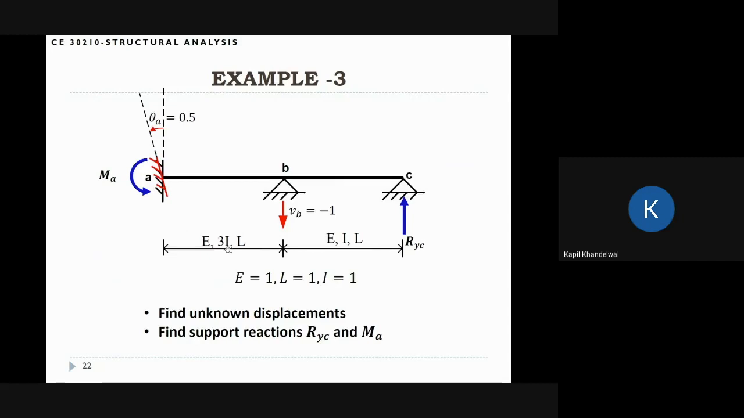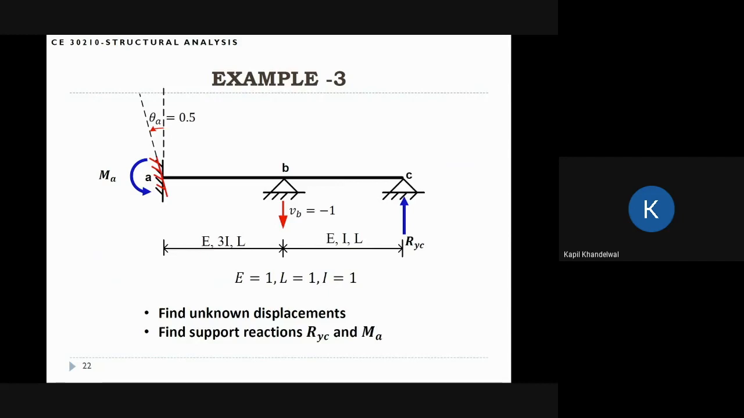So it's like 3. And for this problem, what we want to find are the unknown displacements and the support reactions RYC and MA. So these are the 2 support reactions we want to find. Again, before solving anything, we want to set up the system to see what stiffness coefficients we need, and then we will walk through those stiffness coefficients. So let's do this exercise.